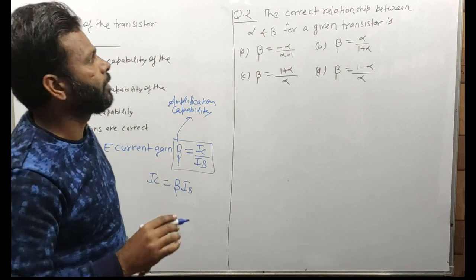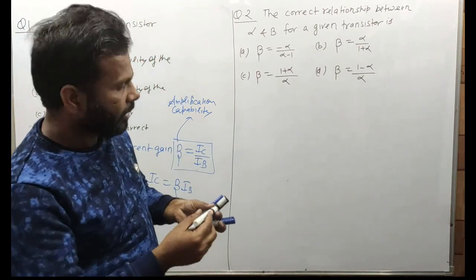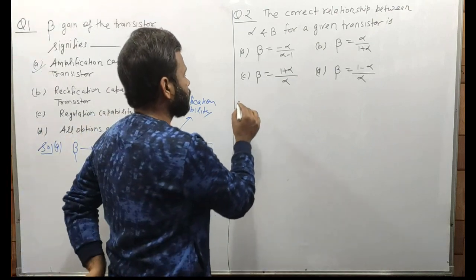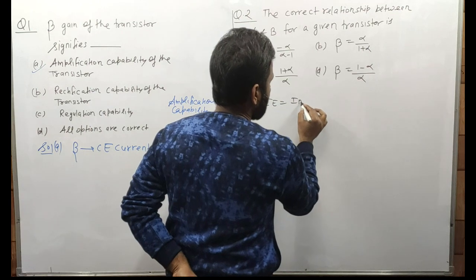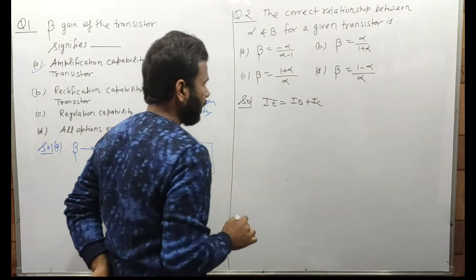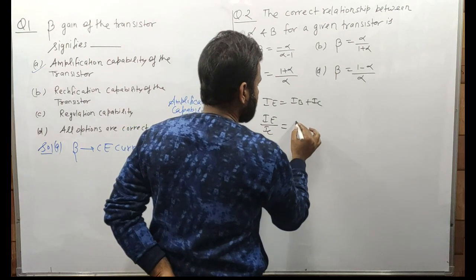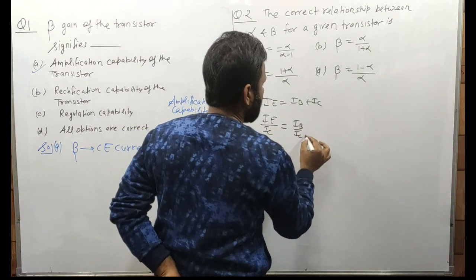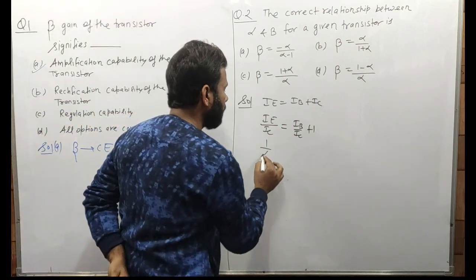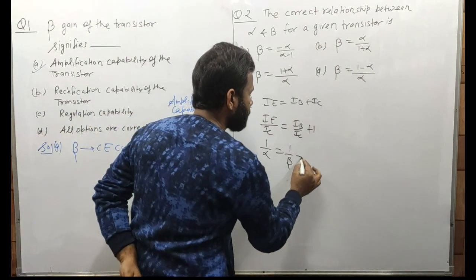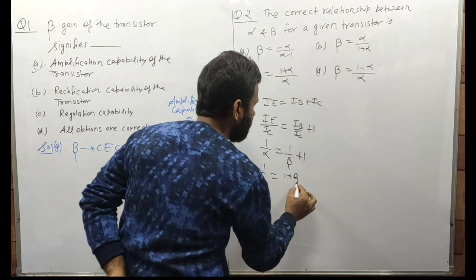Now the second question: the correct relation between alpha and beta for a given transistor is, we have different options. Now we will solve it. IE is equal to IB plus IC. Clear? Now just take IC common, then it is IB by IC plus 1. Now IE upon IC is 1 by alpha, then it is 1 by beta plus 1. So 1 by alpha equals 1 plus 1 by beta.